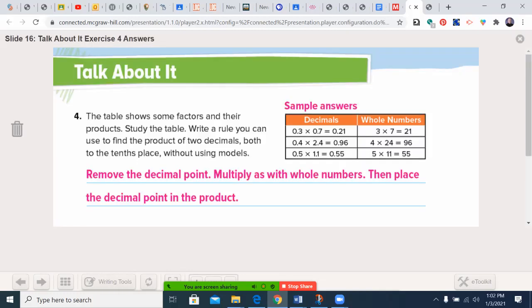The rule is remove the decimal point, multiply as with whole numbers, then place the decimal point in the product by counting how many digits are to the right of your decimal point, and then moving your decimal point from the end over that many spots. In this case, 2 spots.